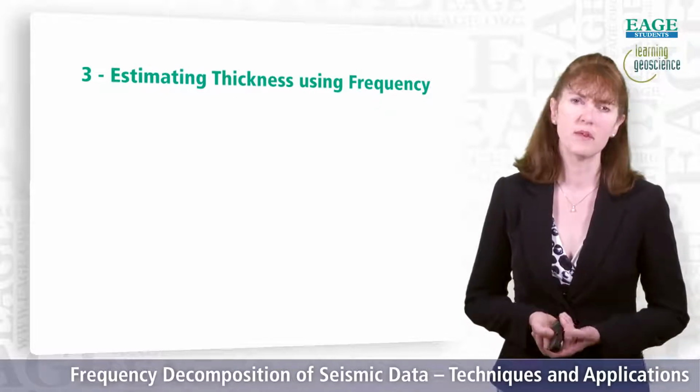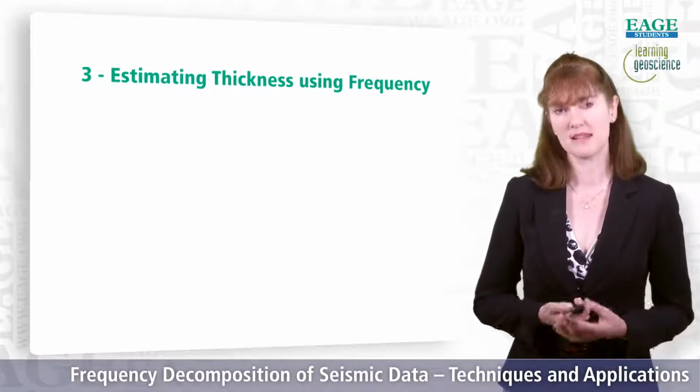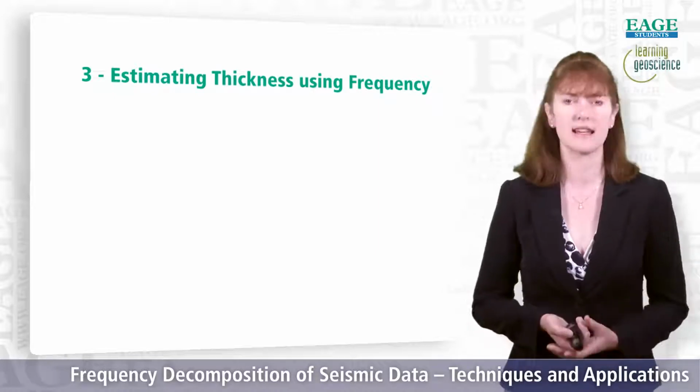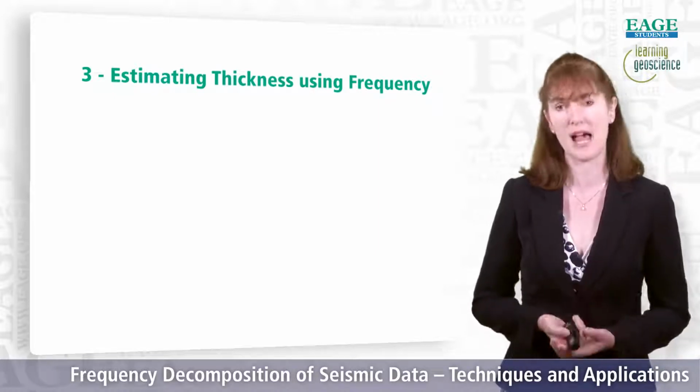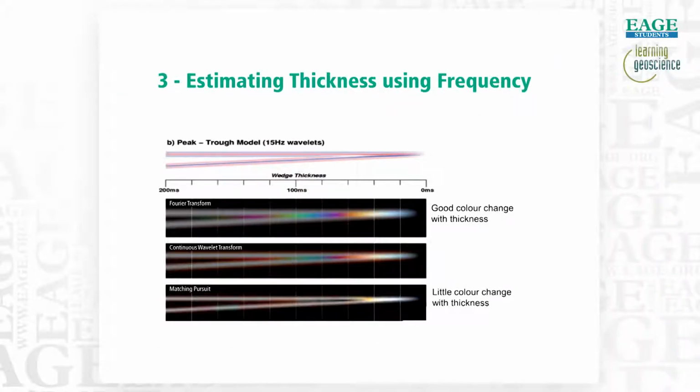So the third example that I'd like to show you is how we can use frequency to estimate thickness. And this is where a technique like a Fourier transform really helps, because you get very good frequency resolution. So if we look at a simple wedge model, we can see the difference in the RGB blend of the Fourier transform, the continuous wavelet transform, and the matching pursuit.